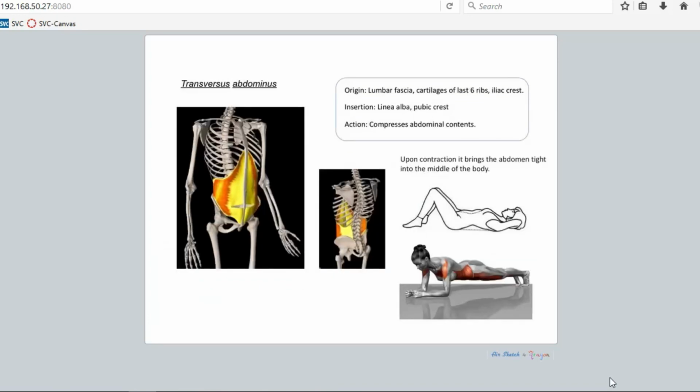And then lastly, we have the transversus abdominis. It really just wraps around the body here. The origin is on what we call the lumbar fascia down back here, which you can't see, and the insertion is on the linea alba. When this muscle contracts, it compresses the abdominal contents. It brings the abdomen tight into the middle of the body and really stabilizes your core. So that's what you're working when you're doing planks.